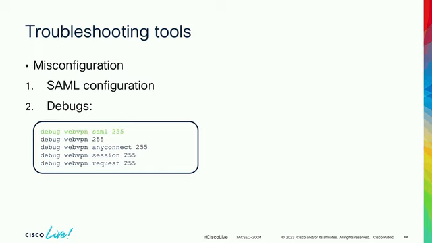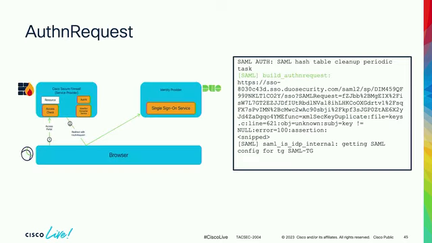And these debugs are going to be run on the CLI of the FTD. The most important debug that we're going to use is debug webvpn saml at level 255. This will provide a lot of information and point us to where the issue is located. This is an output of a successful authentication method.